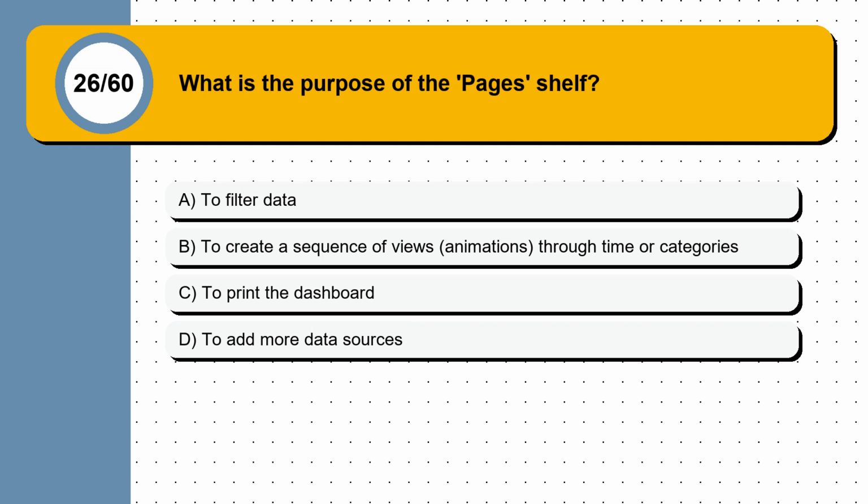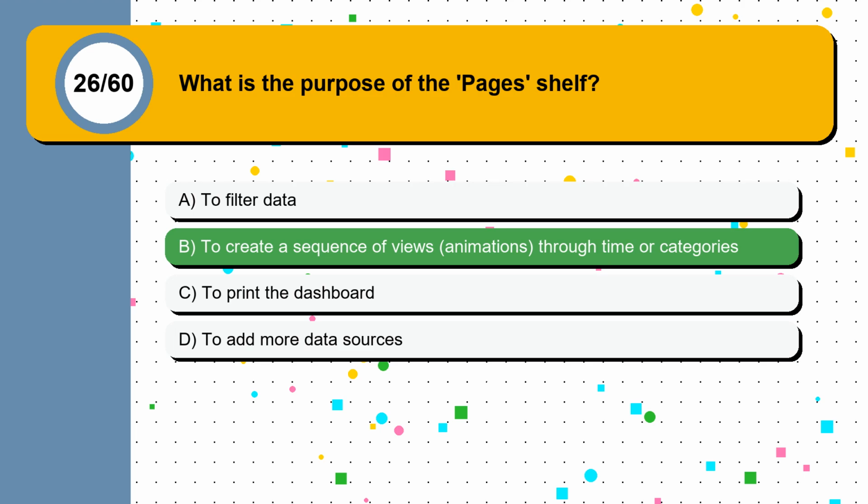Question 26. What is the purpose of the Pages shelf? Option A, to filter data. Option B, to create a sequence of views, animations, through time or categories. Option C, to print the dashboard. Option D, to add more data sources.